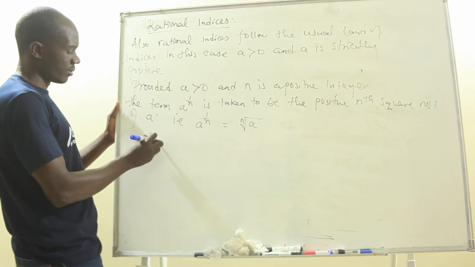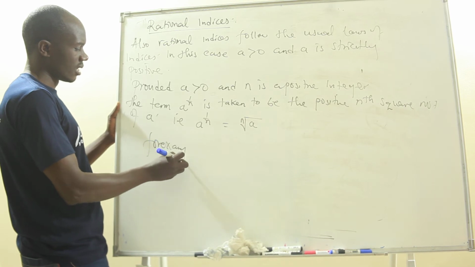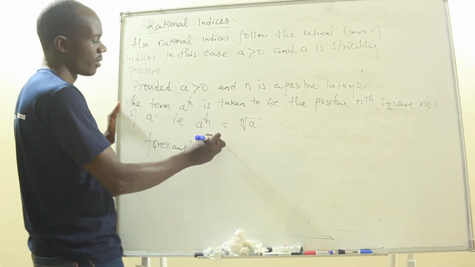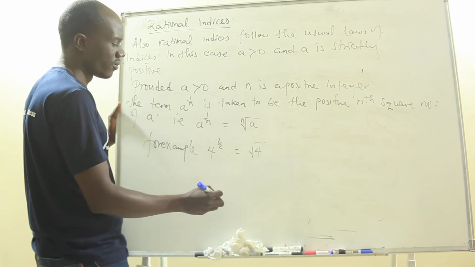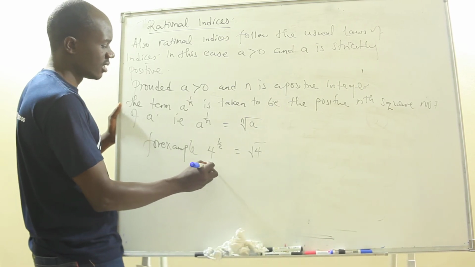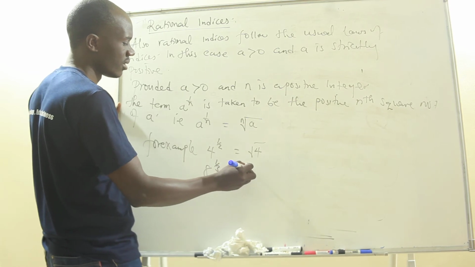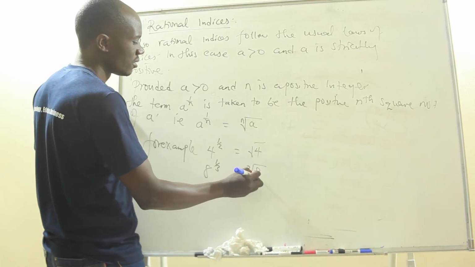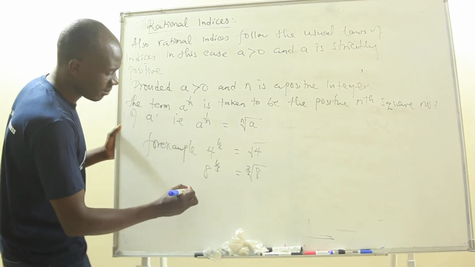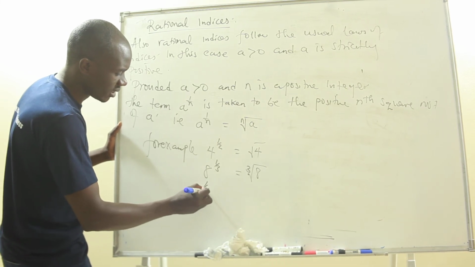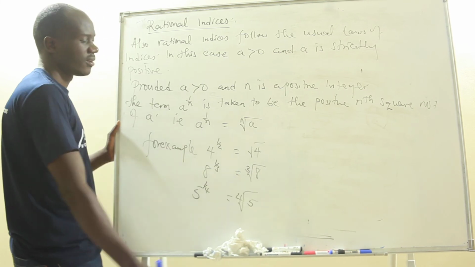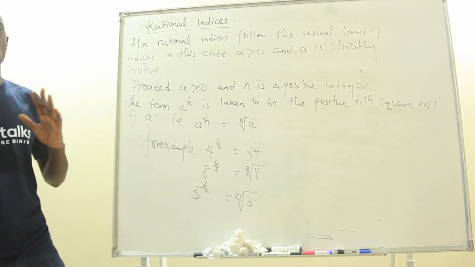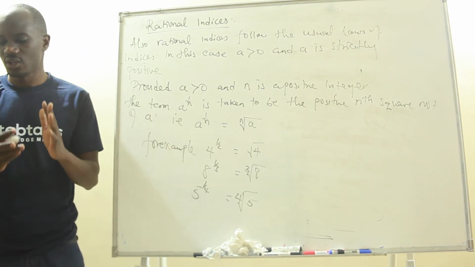For example, if somebody writes 4 power half, what is he meaning? He's meaning the square root of 4. If somebody writes 8 power a third, it is the same as the cube root of 8. If somebody writes 5 power a quarter, he means the fourth root of 5. Those ones we call the rational indices.